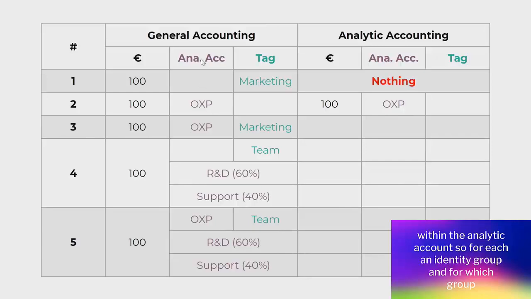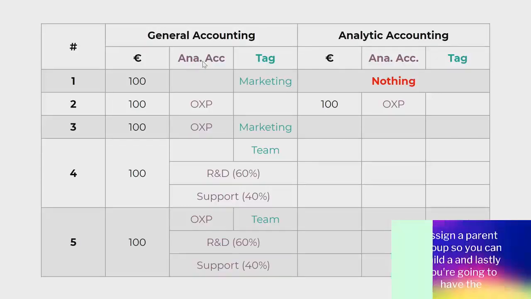The second option is you choose the analytic account, for example OXP. So here is one account that you have put on your accounting entry, and as a result in the analytics you're going to have it. So it's as simple as that. You have one.